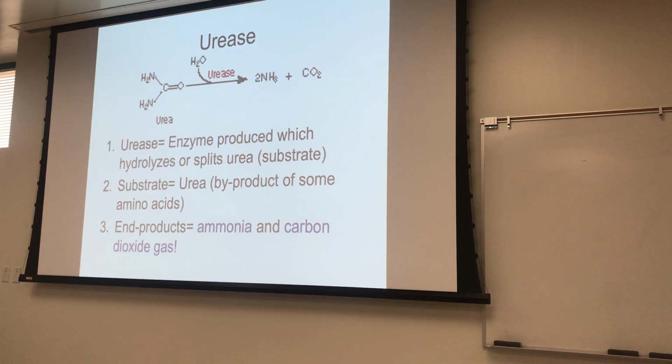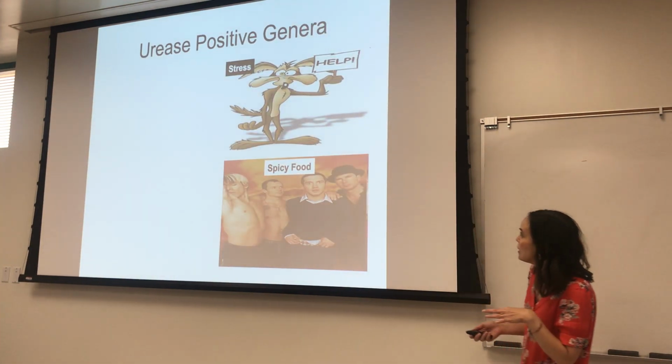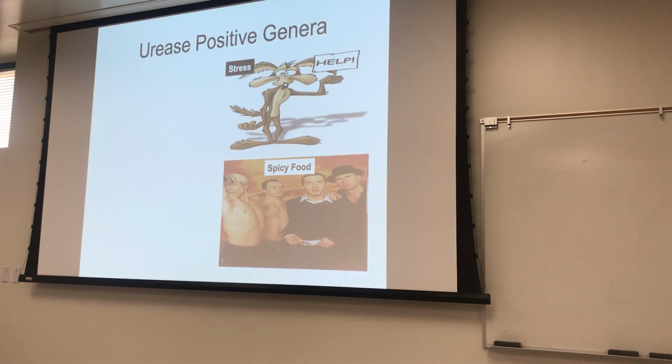Really, the only thing is, I just want to give you a few examples of genuses of bacteria that make urease, because I said it's not a common enzyme that a lot of bacteria make. So I have some examples. As far as urease positive genuses, one definitely on the list is what we call Proteus. Proteus you guys have worked with a lot. We've worked with Proteus mirabilis, we've worked with Proteus, I think vulgaris.